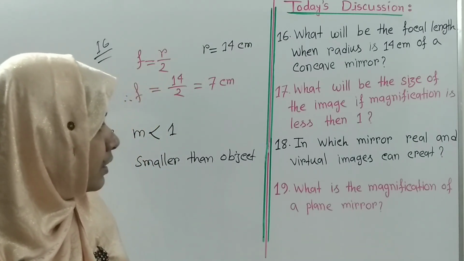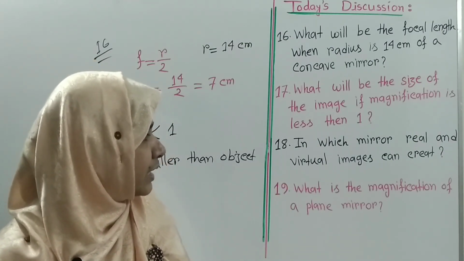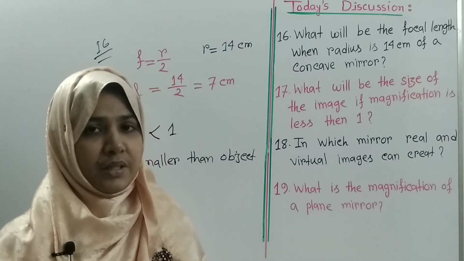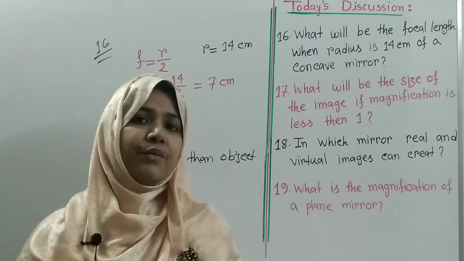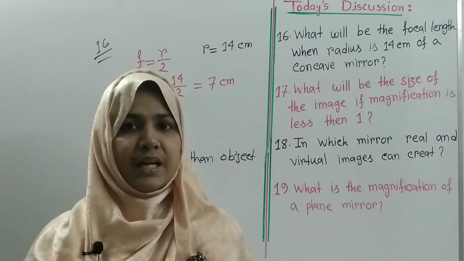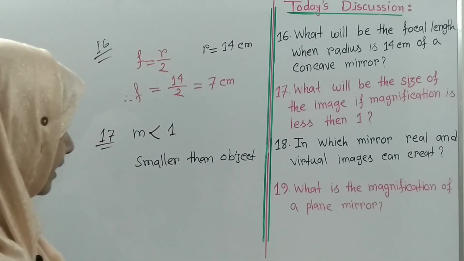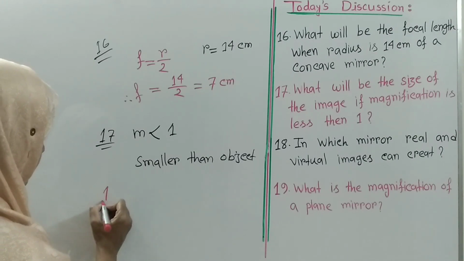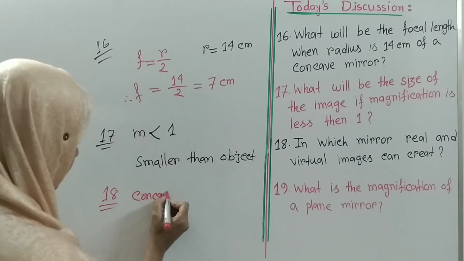Now, question 18. The question is, in which mirror can real and virtual images be created? You all know that there is only one mirror where we can get both virtual and real image, and the answer is concave mirror. So, the answer of question 18 is concave mirror.